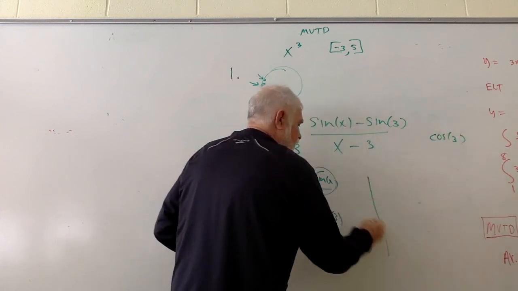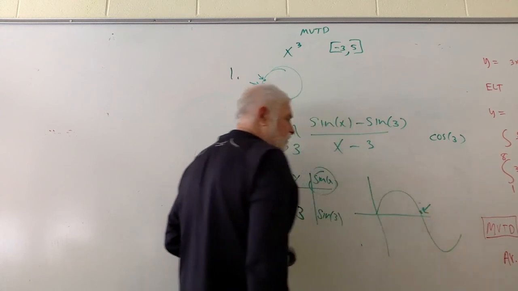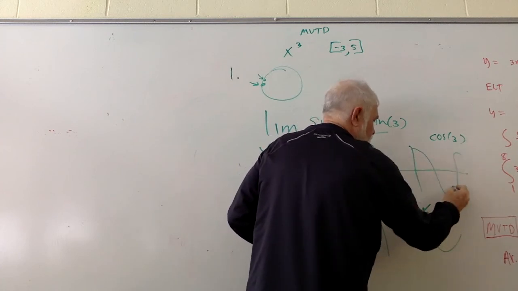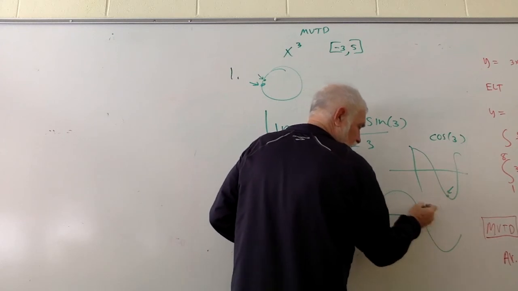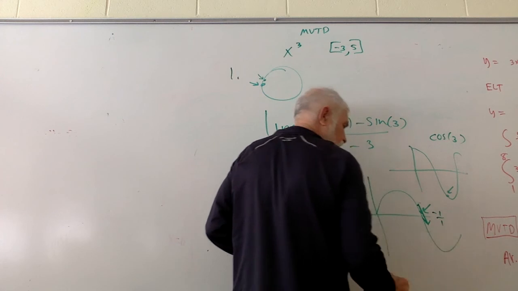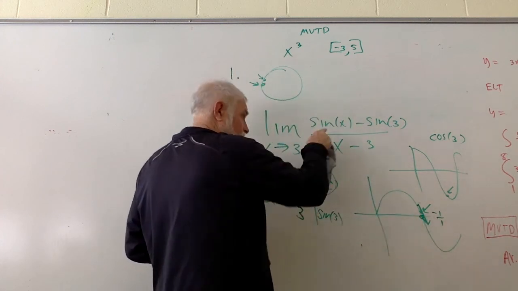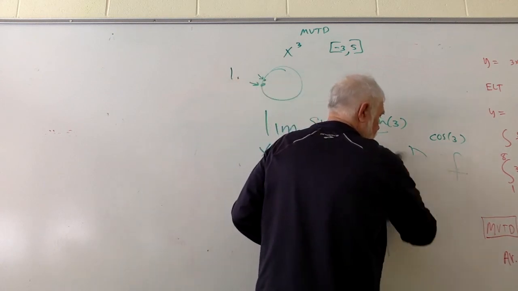Okay, so here's your sine function. We're looking at the rate of change right there, which is negative. Here's your cosine function. 3 on the cosine function is right there. Looks like we're going down nearly at 1 to 1. That's a slope very close to minus 1 to 1. It's actually minus 1 to 1 at pi. That's what's going on with that calculation. All right.